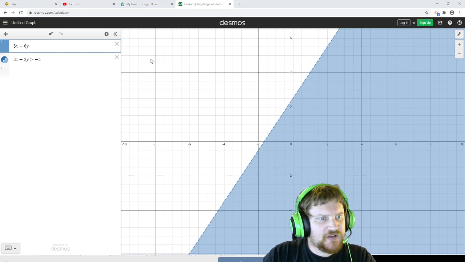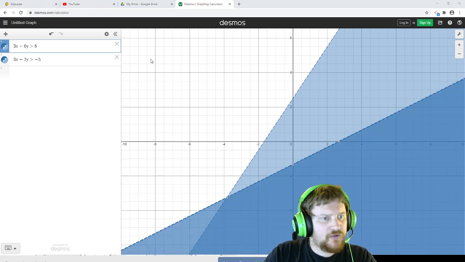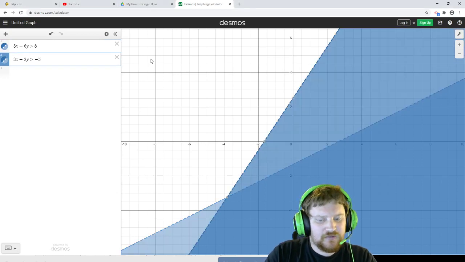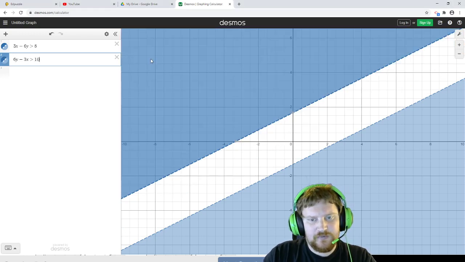3x minus 6y greater than 8. 6y minus 3x is greater than 10.